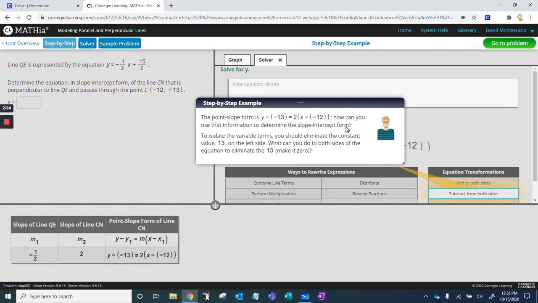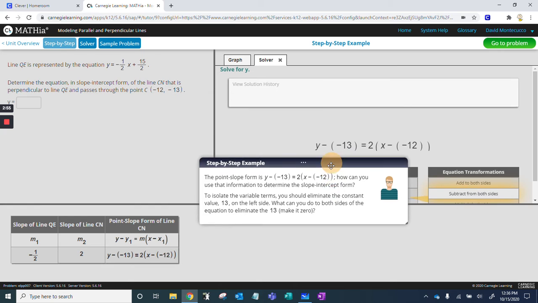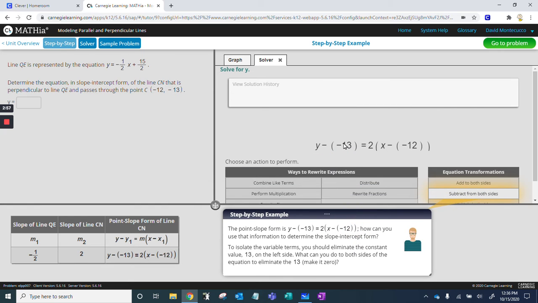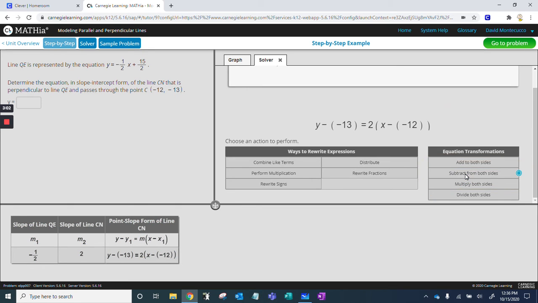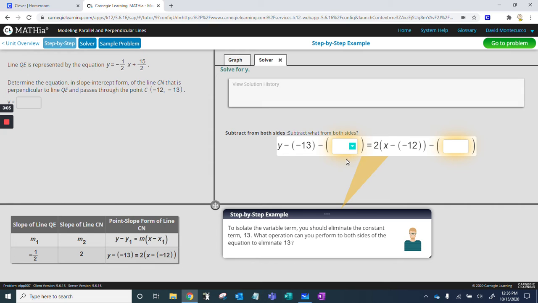To isolate the variable terms, you should eliminate the constant value 13 on the left side. What can you do to both sides of the equation that will eliminate the 13 and make it 0? So we're going to have to, what, add to both sides? Subtract from both sides, okay? What are we going to subtract? Well, minus a minus is a plus, so we're going to get rid of 13 on both sides, okay?